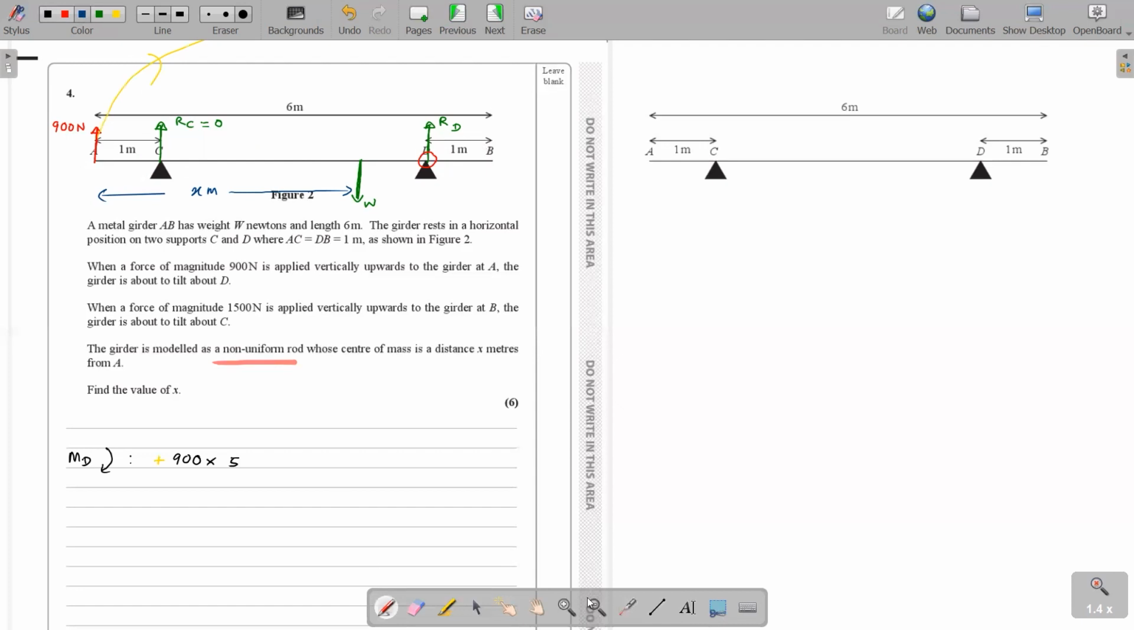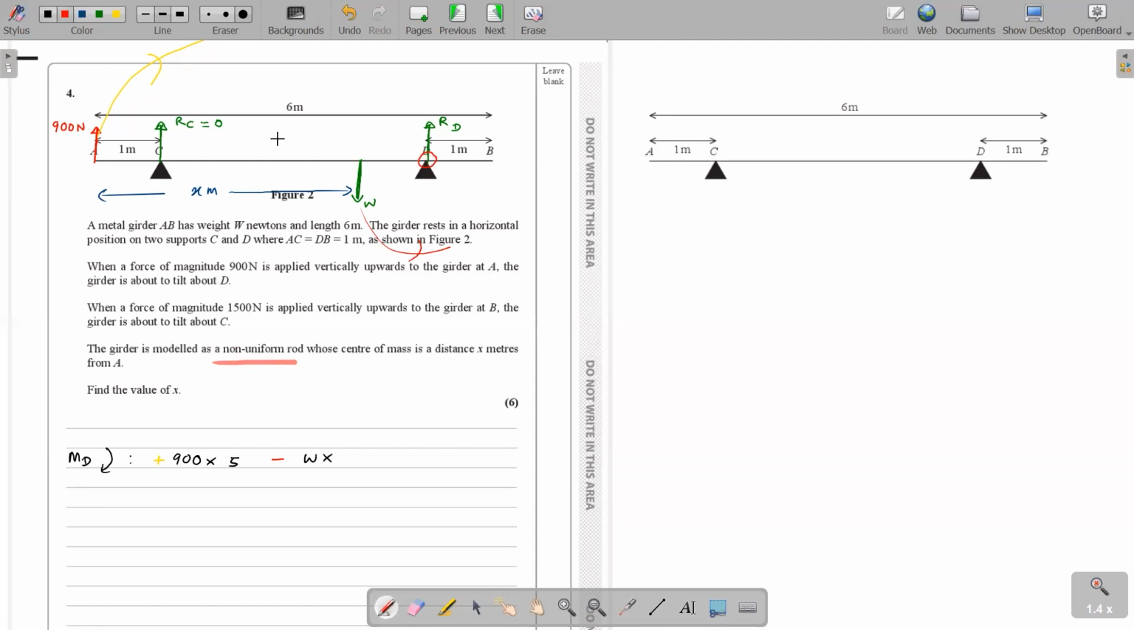And then what about the moment given by W? So W around D, you can see W is pulling in this manner, right? Because it's pulling around D, it's an anti-clockwise moment. Do you agree? W produces anti-clockwise moment, minus W into what's the distance? What is the perpendicular distance between W and D?